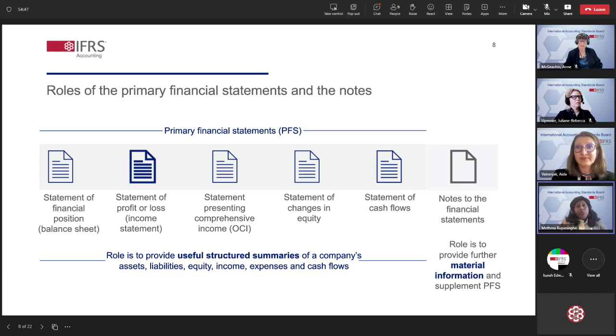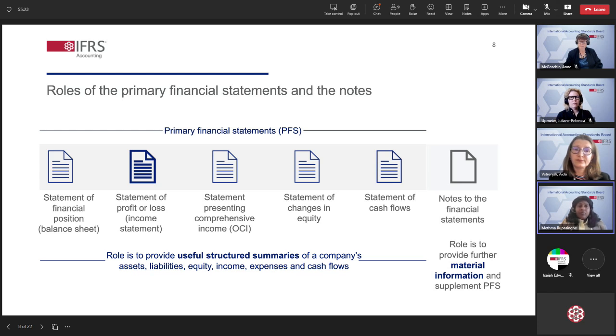Sure. Before we get into details, it might be useful to remind our viewers of what primary financial statements are, namely a statement of financial position, the statement of profit or loss, statement presenting comprehensive income, statement of changes in equity, and the statement of cash flow. Now on to the details of guidance. IFRS 18 explains the role of the primary financial statements and the role of the notes, and companies will then use those roles to decide whether to include information in the primary financial statements or in the notes.